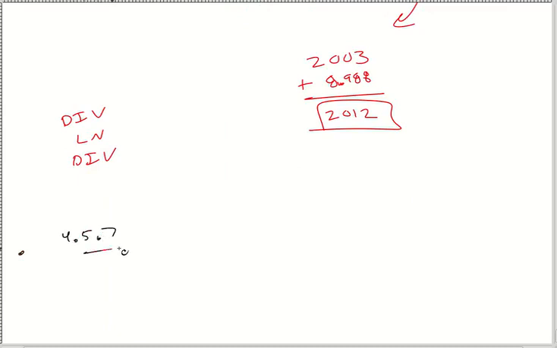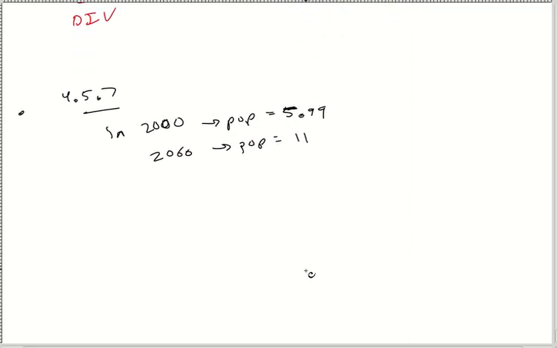4, 5, 7. It says in the year 2000, we have a population of 5.99. But now in the year 2060, we're projected to have a population of 11. I'm guessing this is millions or something. And so they say use this formula: A is equal to A naught e to the kt.